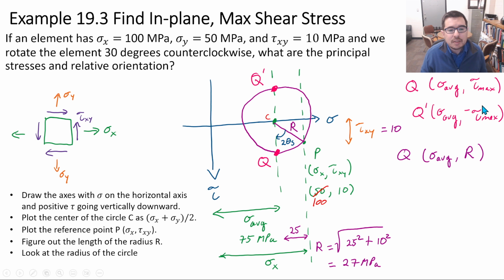What is tau max? Tau max is just the radius of Mohr's circle. So again, this is really nice. We can calculate pretty quickly what the maximum shear stress is by just calculating out what the radius of the circle is.